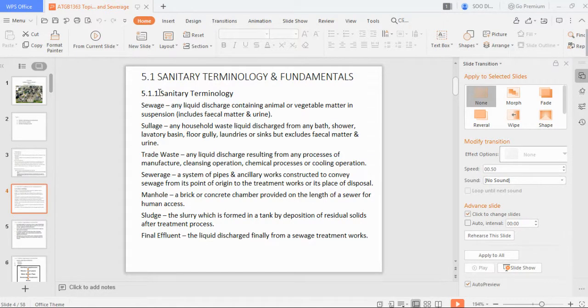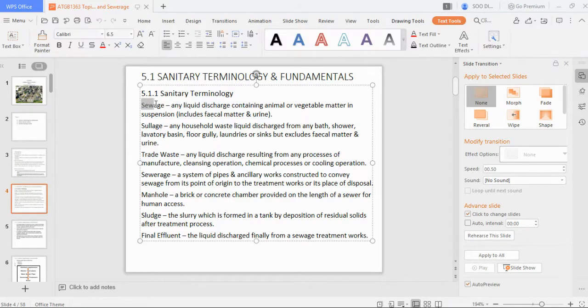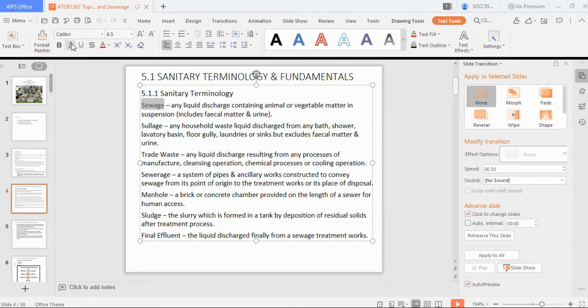Okay, so first of all, you need to learn about the terminology of sanitary. There are a few terms that you have to be familiar with. The first is sewerage. Sewerage is any liquid which is dirty, so any liquid that contains animal or vegetable matter in suspension. So any liquid from animals is sewerage, and we are included as animals. So this sewerage, we have to find ways to treat it.